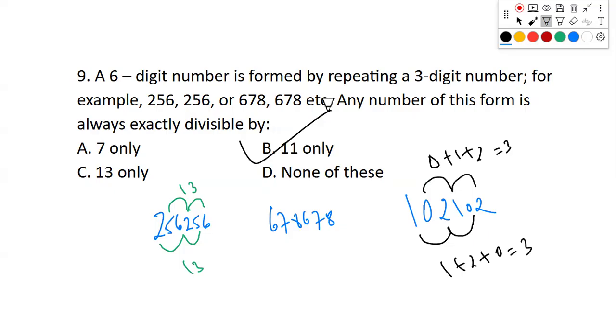You should also get the logic. Why will it be divisible by 11? Because if I add alternate numbers, the sums will be the same. The odd places sum and the even places sum will always be the same. So hence they are divisible by 11.